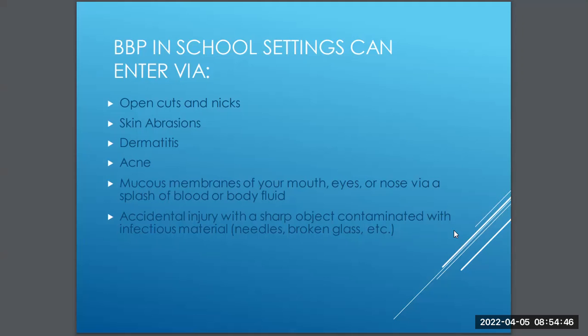They can also enter through the mucous membrane of your mouth, eyes, or nose via a splash of blood or body fluid. Mucous membranes refer to the inner lining of some organs and body cavities such as the nose, mouth, lungs, and stomach. And then also accidental injury with a sharp object contaminated with infectious material: needles, broken glass, etc.